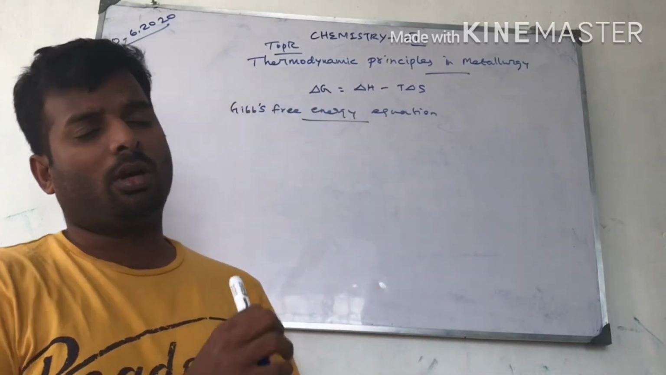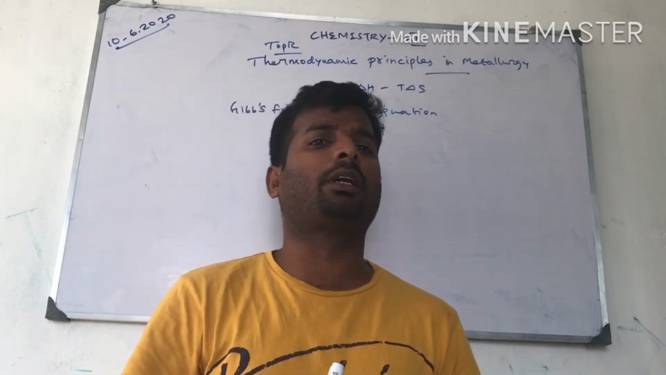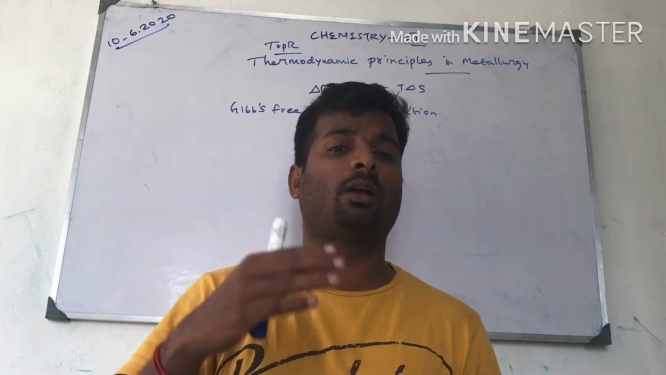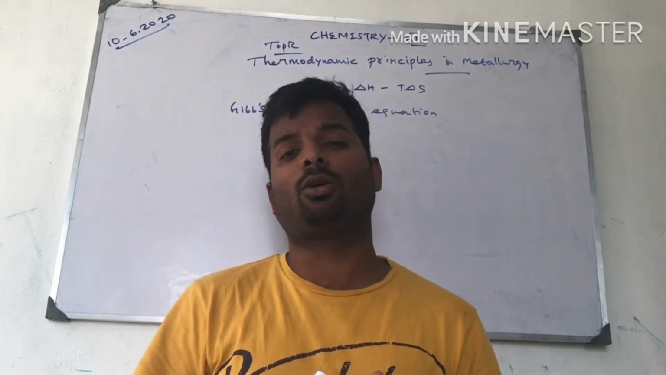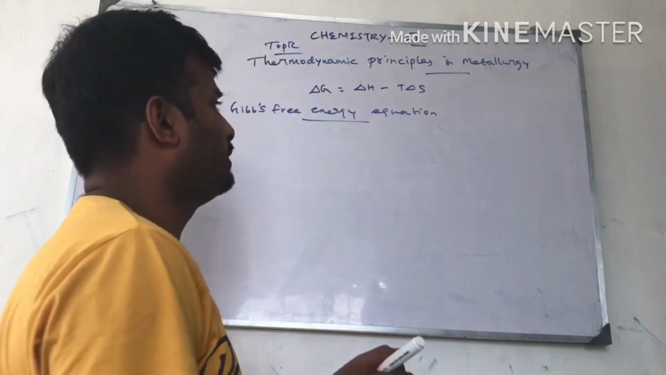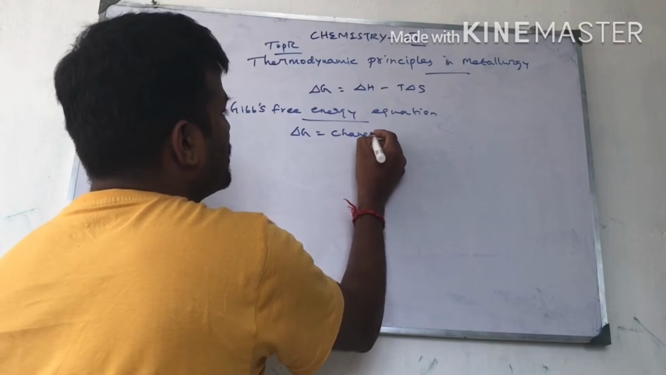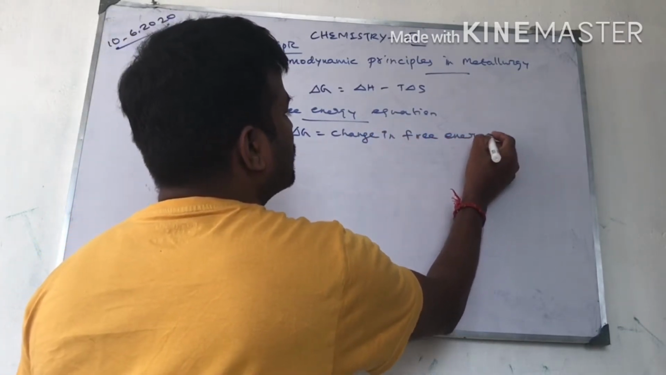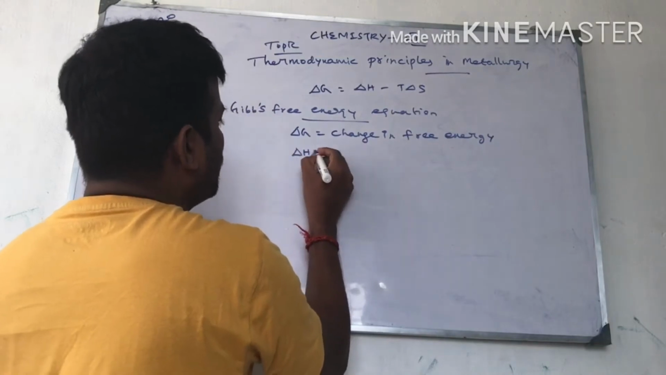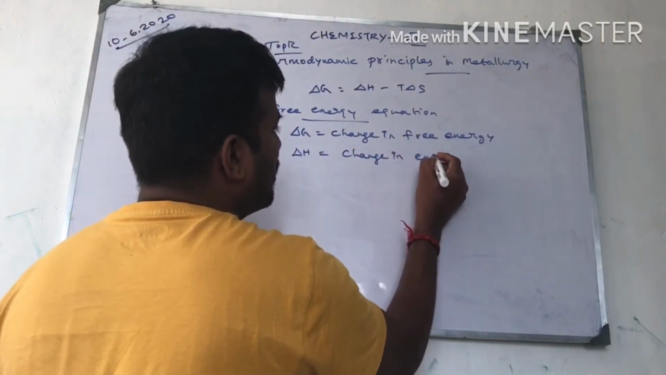I already told you, delta G is a measure of the thermodynamic force which makes the reaction occur. Okay, that's the delta G. Delta G is equal to change in free energy. Delta H is equal to change in enthalpy.